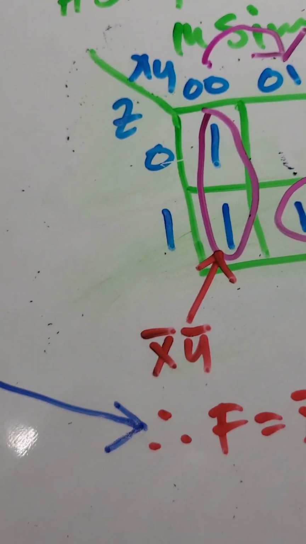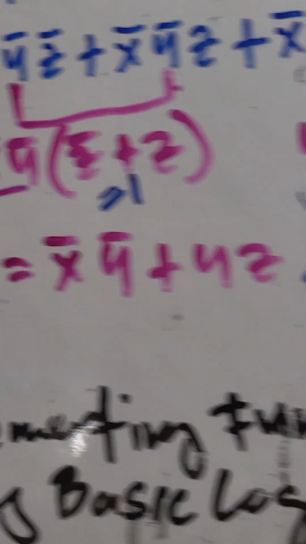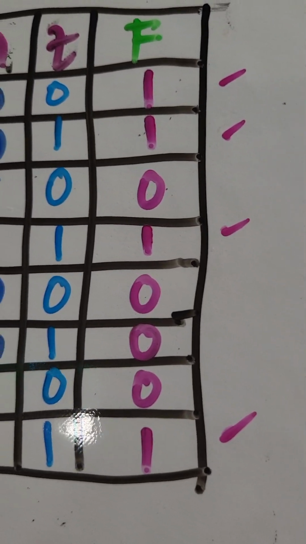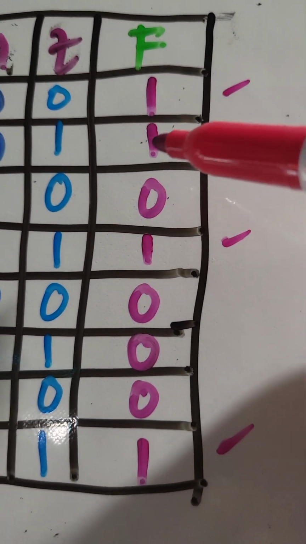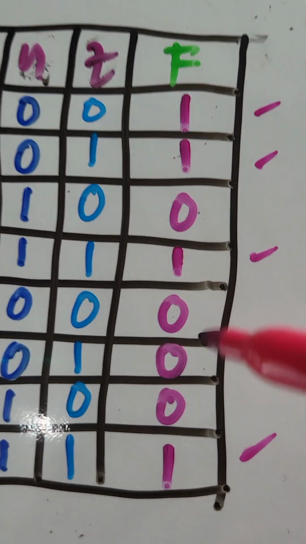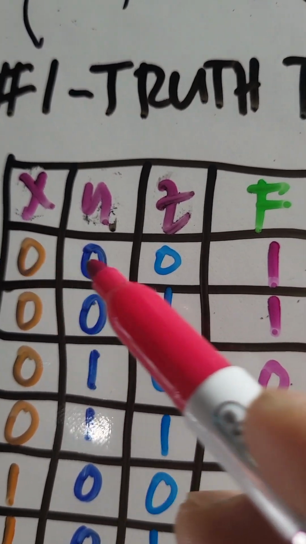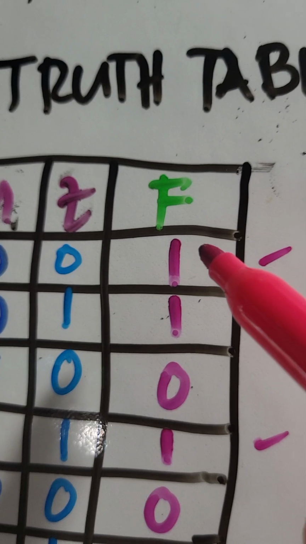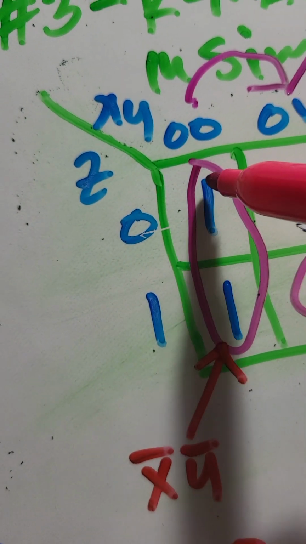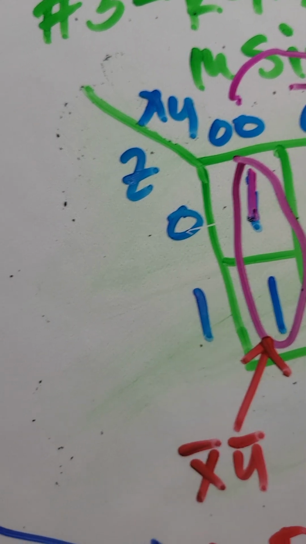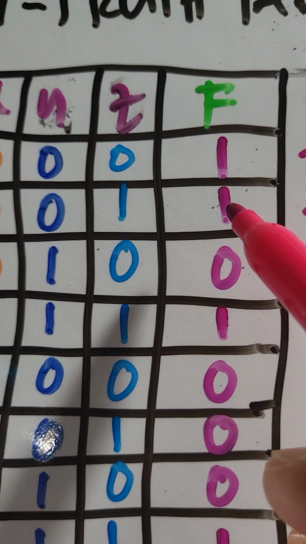So now we look for the outputs here in our truth table, 1 1 0 1 0 0 0 1. So where are the 1s in our truth table here? We have output of 1 when x is 0, y is 0, z is 0. Output is 1, so 1 is here. Then for the next combination, 0 0 1, output 1.